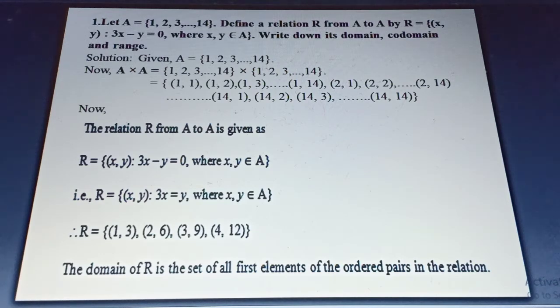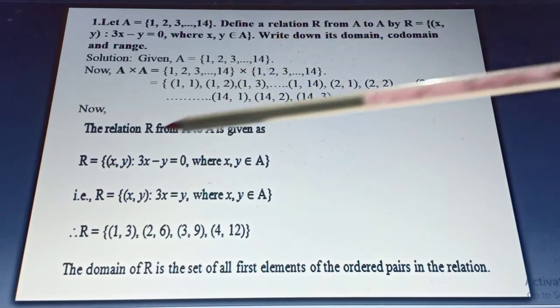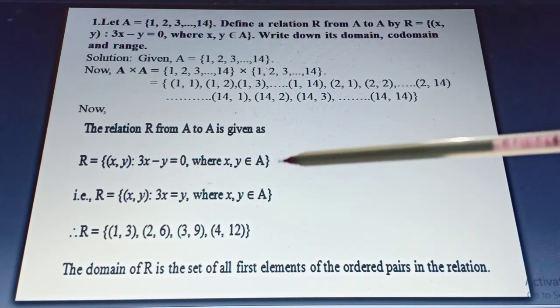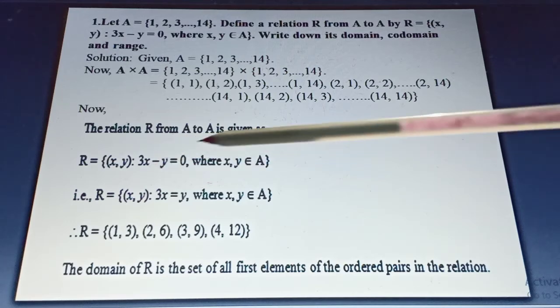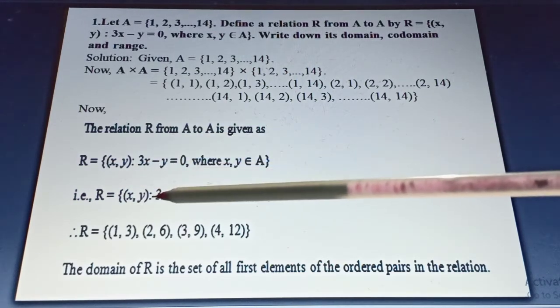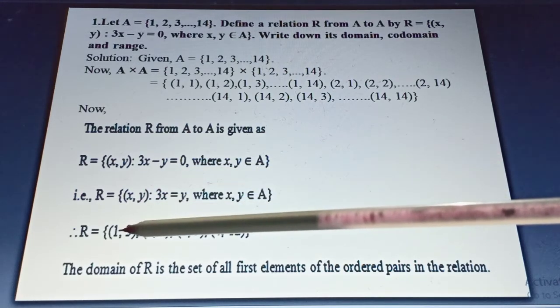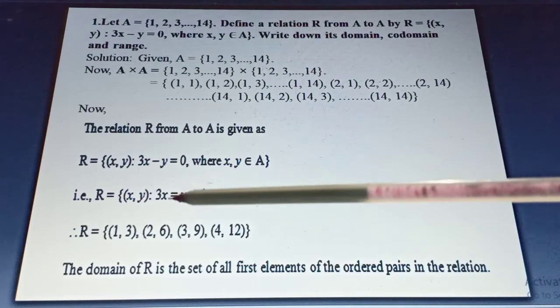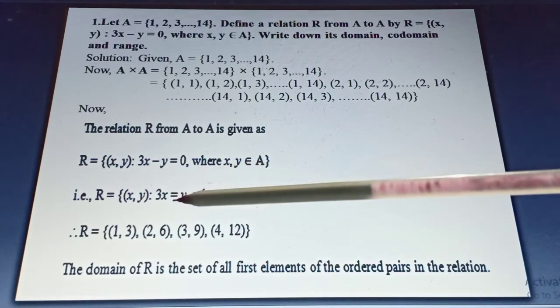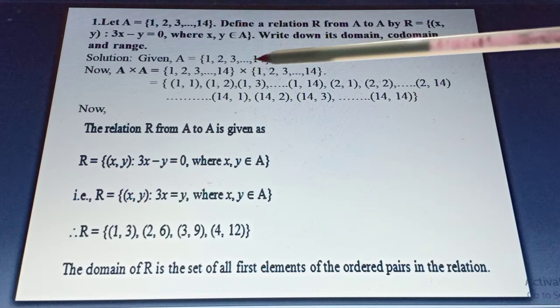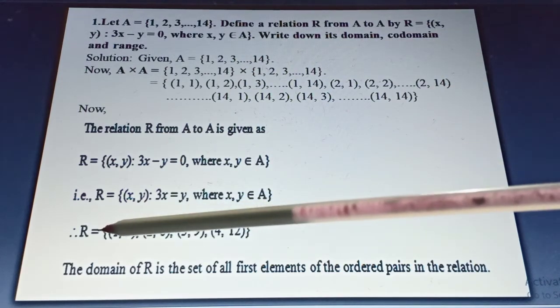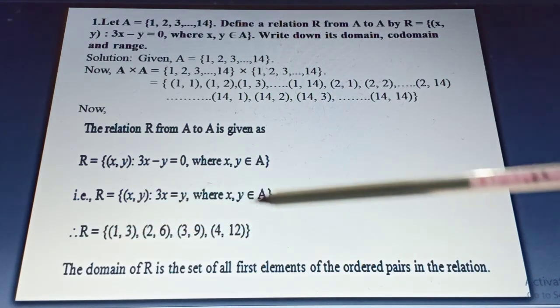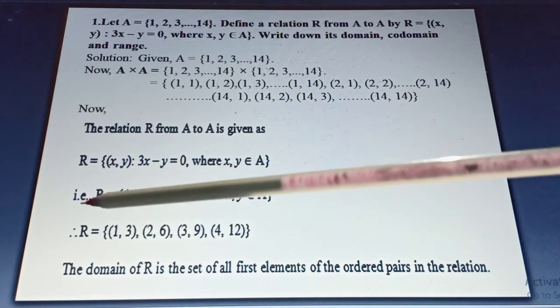Now, we have to consider this given relation. Its definition is given like this, in roster form: 3x minus y equal to 0, x and y belong to A. So we can write 3x equal to y. So these elements will be: when x equal to 1, y equal to 3; when x equal to 2, y equal to 6; when x equal to 3, y equal to 9; when x equal to 4, y equal to 12; when x equal to 5, y is 15. 15 is not present in A, so we have to stop here. So these 4 elements are present in the relation set R.